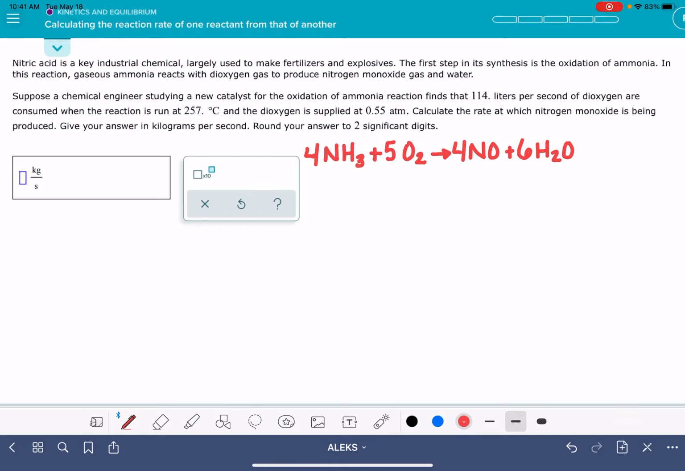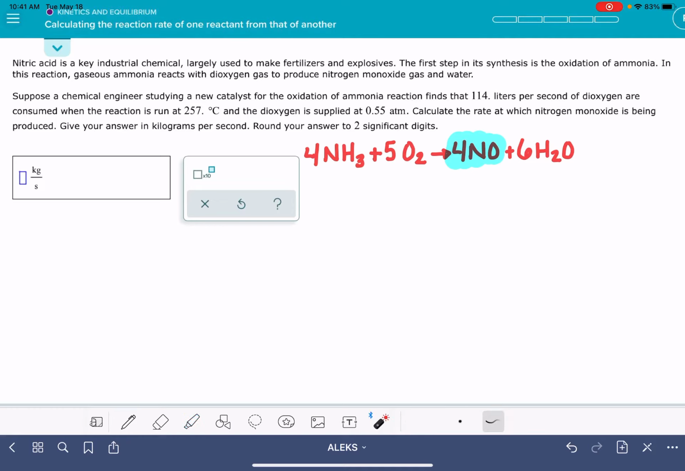The next thing that we need to do is figure out which 2 molecules we're going to be working with in this equation. In this problem, it's going to be giving us the rate of one molecule and asking us to calculate the rate of another molecule. So it looks like it's asking us to calculate the rate at which nitrogen monoxide is being produced. So that's this guy right here. I'm just going to highlight it. This is one of the molecules we're working with.